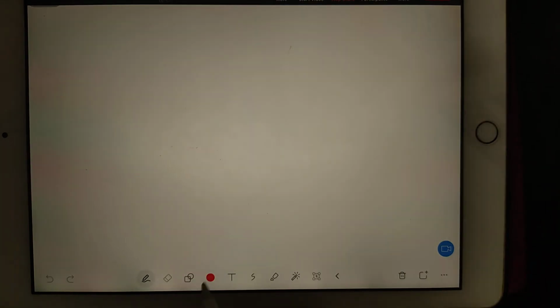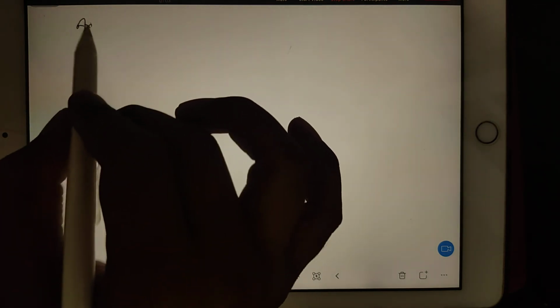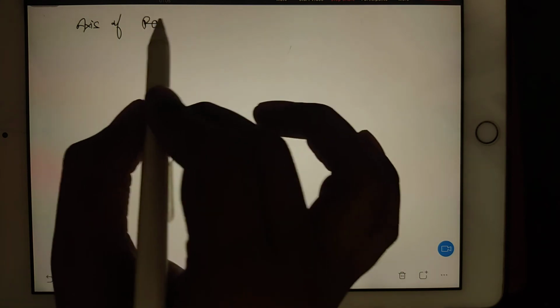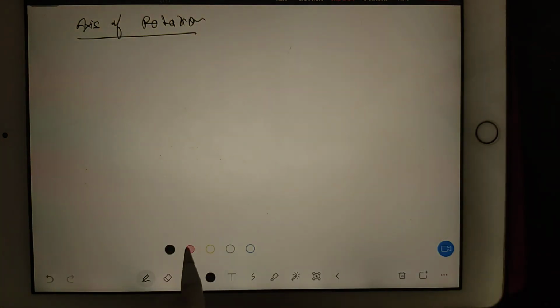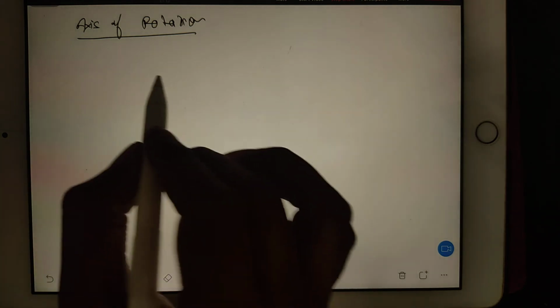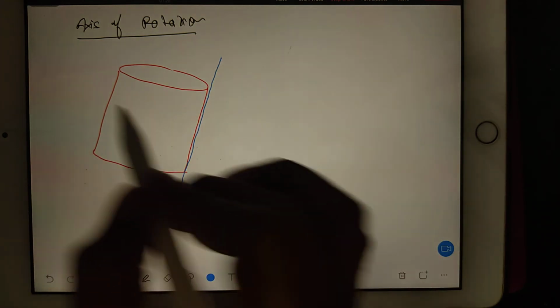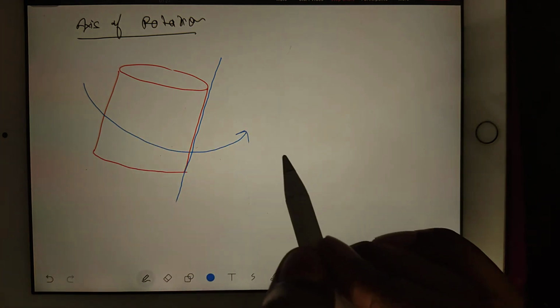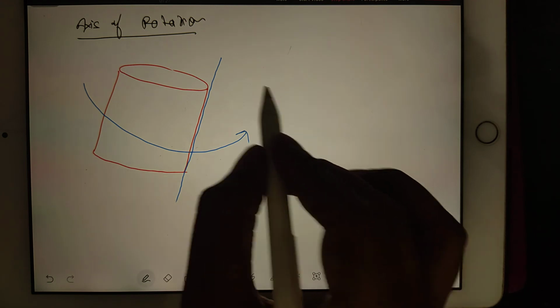So now we have a sudden change of topic. We will understand the axis of rotation. For axis of rotation, you understand first. Suppose you have a cylinder. This cylinder can rotate with respect to this line. It means after some time the cylinder will come to this side.